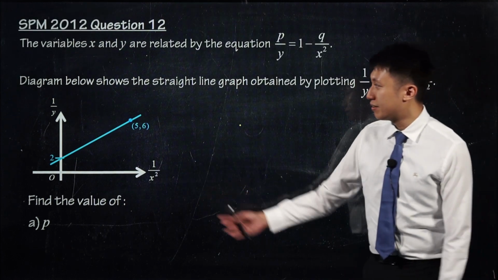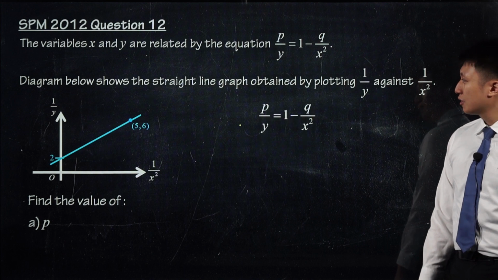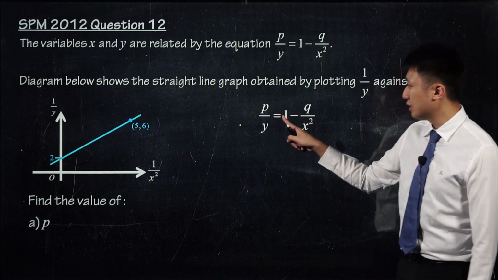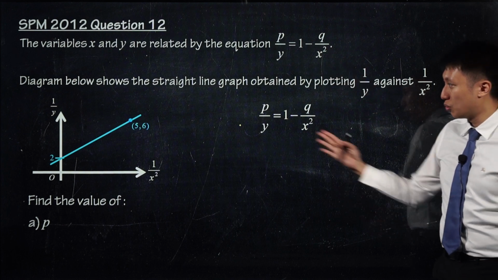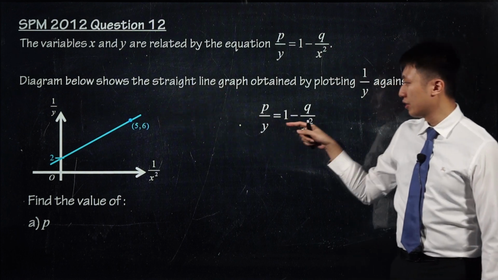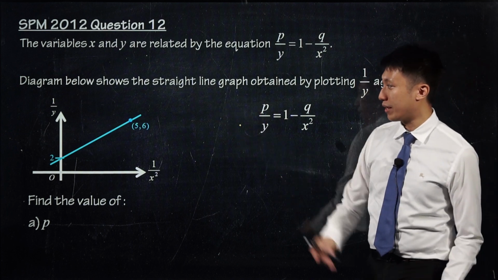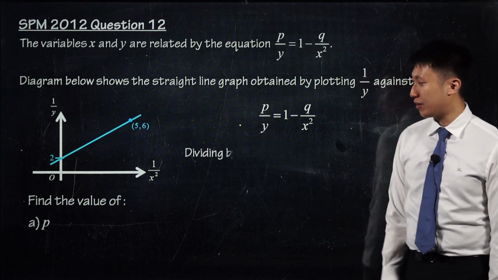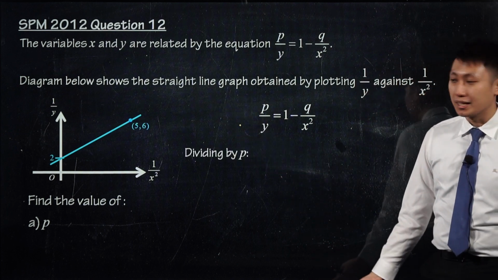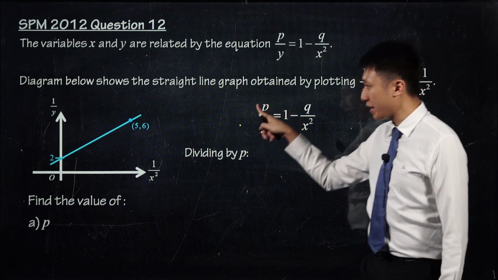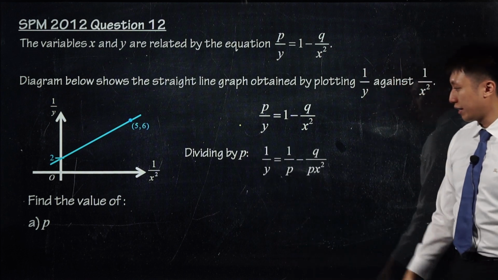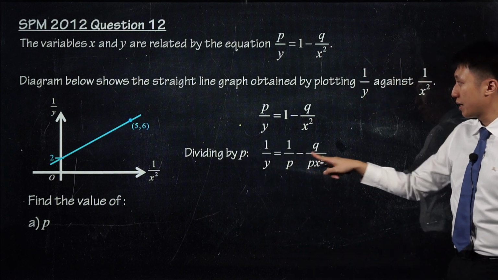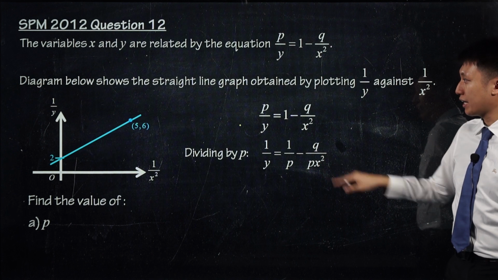You're going to find P. So what are you going to do? Easy. P over Y is equal to 1 minus QX squared. This is given. Then you want something that looks like that one, right? So your capital Y is 1 over Y. Your capital X is 1 over X squared. So we divide by P. Why are you dividing by P? Because you want to make this to be the capital Y. So then it will be 1 over Y equals 1 over P minus Q over P X squared.